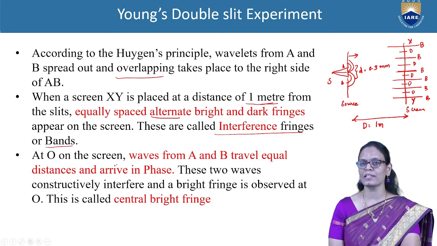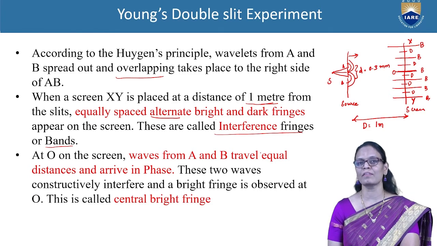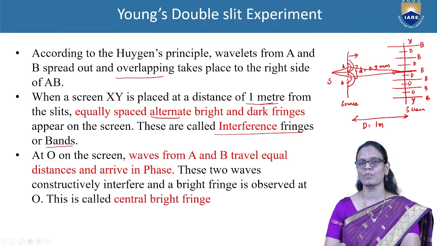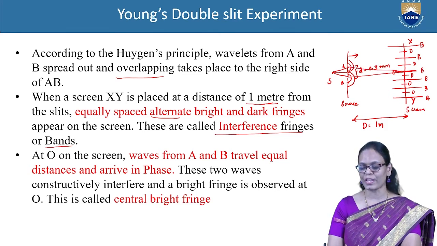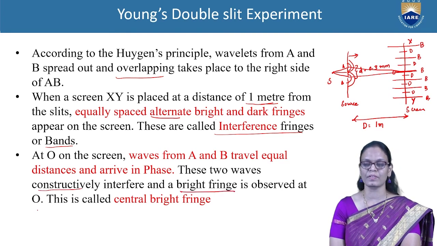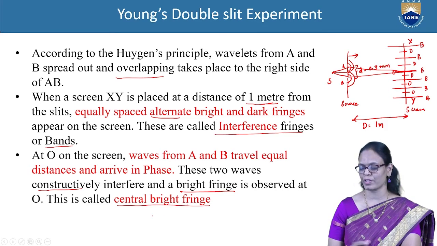Now at O on the screen, if I consider the central point, this is the point O. So the waves travel equal distances, so they arrive in phase. The distance traveled from here and here is equal, so they arrive in phase. Whenever they arrive in phase, that gives rise to constructive interference, and a bright fringe is observed at the point O, which we call the central bright fringe.